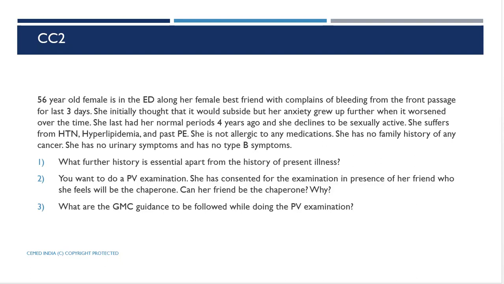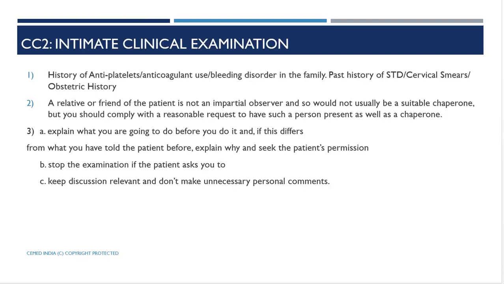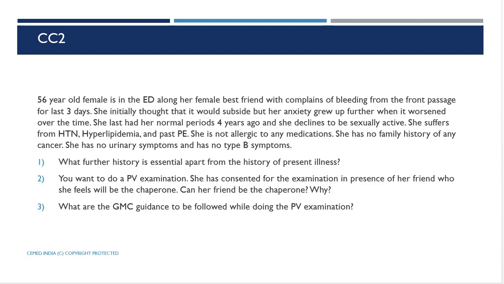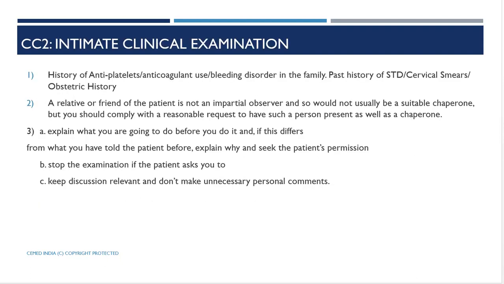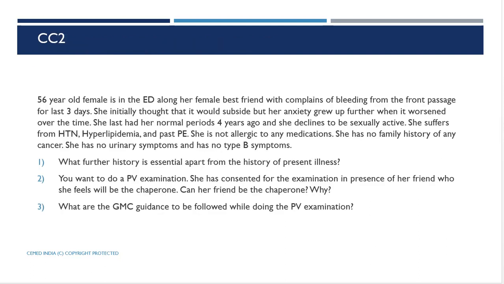Ready? What further history is essential apart from history of present illness? She's come with bleeding. So any patient who comes with bleeding, you would like to ask about any history of bleeding or clotting disorders, any history of trauma, any history of anticoagulant use. So history of antiplatelets or anticoagulant use, bleeding disorders in family, past history of sexually transmitted disease, cervical smears, and obstetric history. So see, I have not written what is already given. So I have written something which is new.